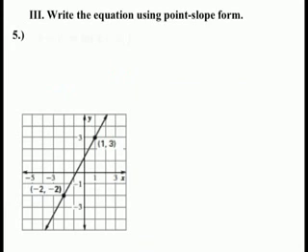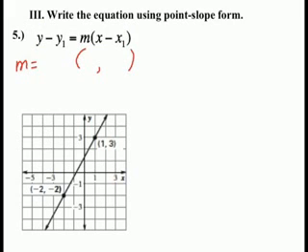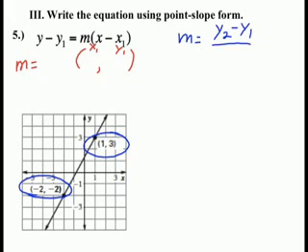Well, for the next part here, we have to write the equation using point-slope form. So, point-slope form is y minus y1 equals m times the quantity x minus x1. That means we need to find the slope and locate one point. Well, in this case, we have a line and we have 2 points on that line. So the first thing we're going to do is find the slope. And to find the slope, when you're given 2 points, you have to use the slope formula, which is m equals y2 minus y1 over x2 minus x1.